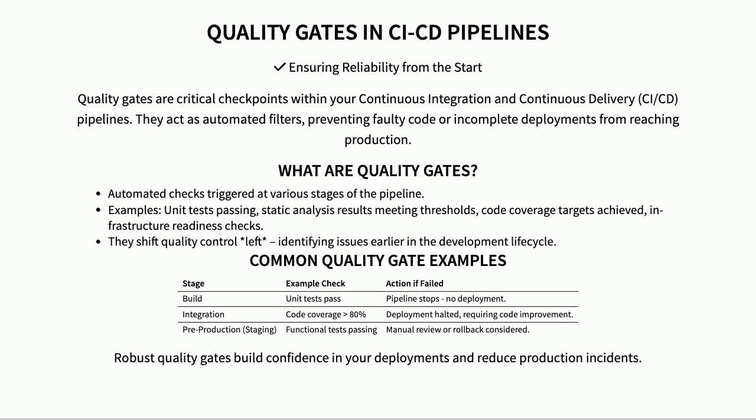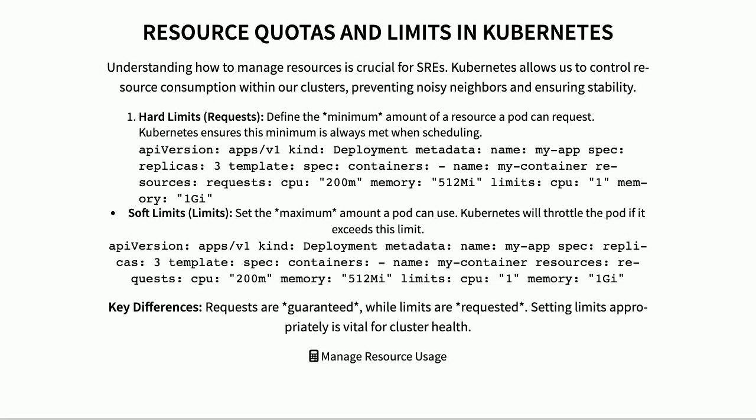We might check for passing unit tests, ensuring the code covers a certain amount of functionality, or even verifying that the servers are prepared to handle the load. It's all about catching issues early, which makes things much smoother in the long run and significantly reduces those nasty production incidents.